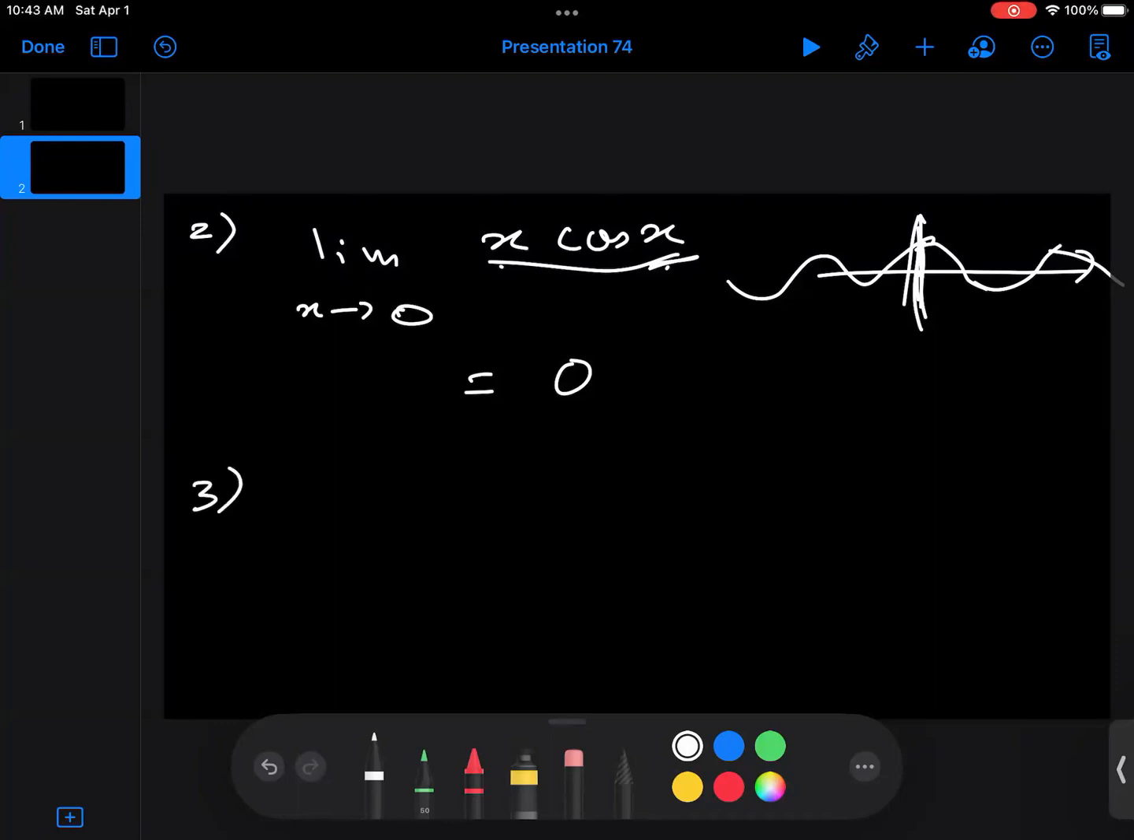So number 3, this one is a little bit more difficult. It's related to the other one. The limit when x goes to plus infinity of cosine of x divided by x. Does anyone have an idea?